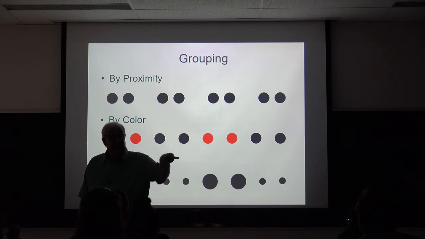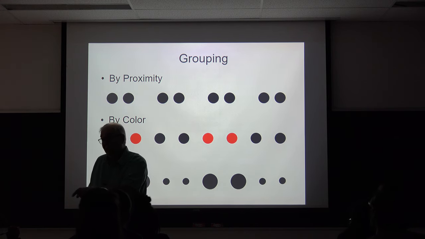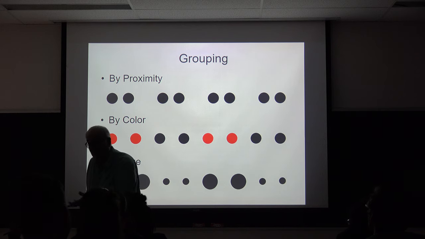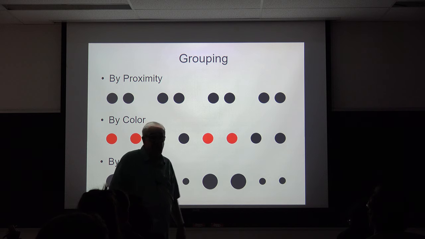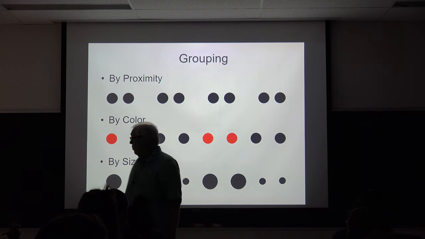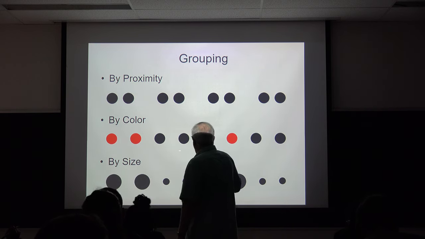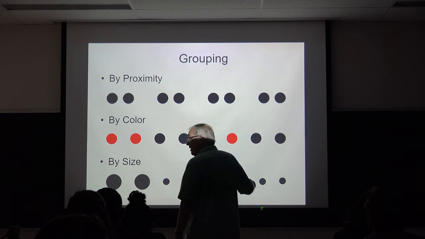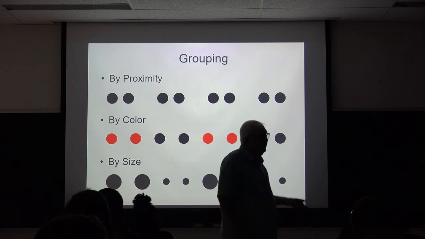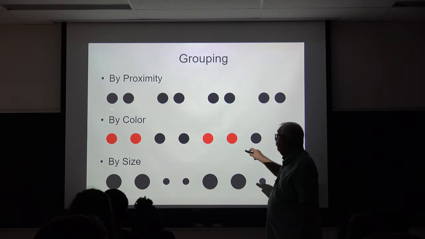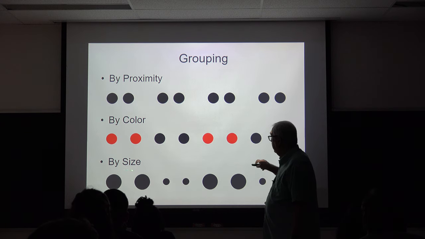Now, if I'd asked anybody in this room, they would have given me not exactly the same words, but they would have said they're four groups of two in that top row. You'd also say the same thing about this one or about this one. Now notice the principle by which the grouping occurs is a little bit different. So these group because of their proximity. These group by their color, and these group by their size.